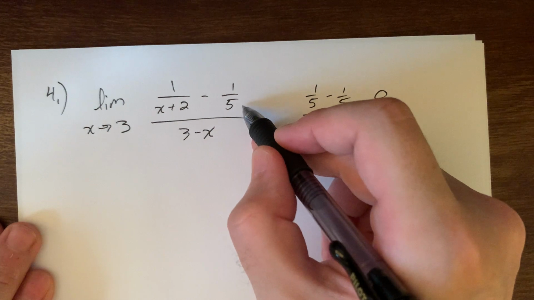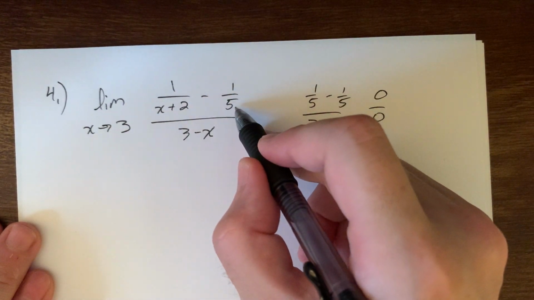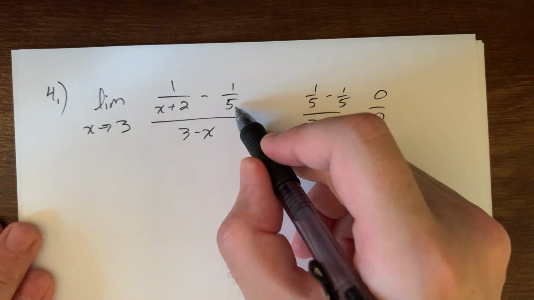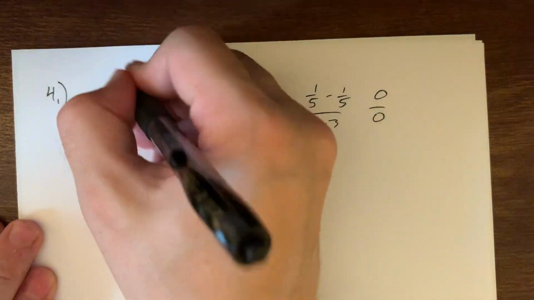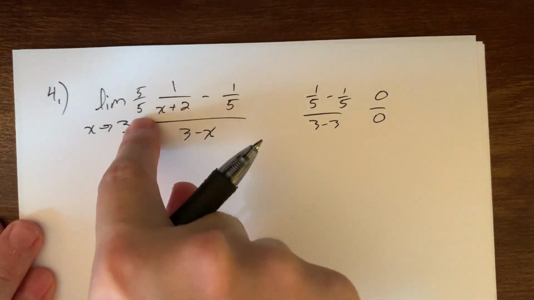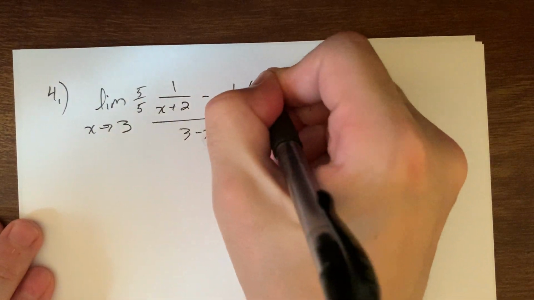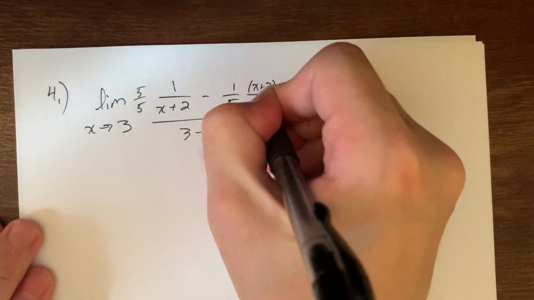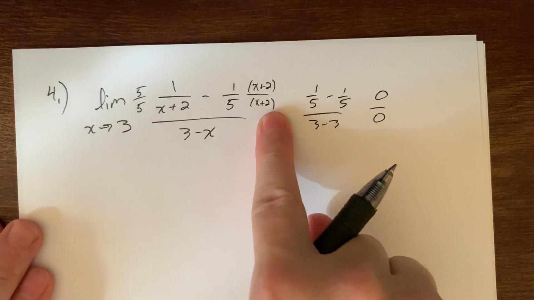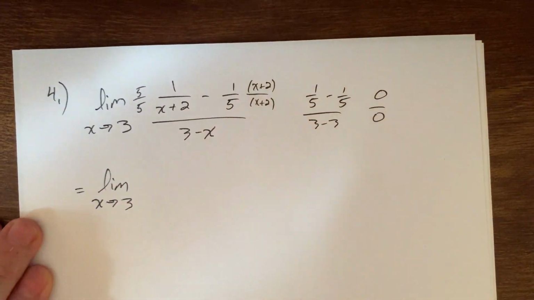Let's think about first just looking at the top. Common denominator, well, this has an x plus 2, this has a 5. The common denominator is 5 times x plus 2. So to get that common denominator, well, it needs a 5, but whatever I do to the bottom, I also have to do to the top. And over here, it needs an x plus 2 on the bottom, but whatever I do to the bottom, I have to do to the top. So I still have my limit.